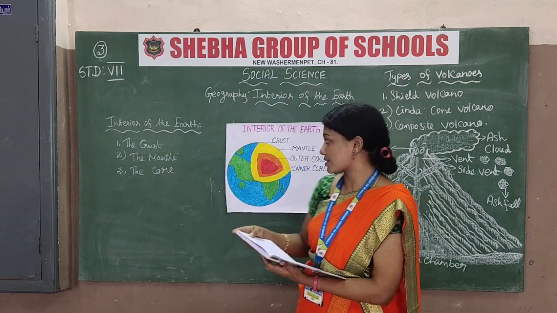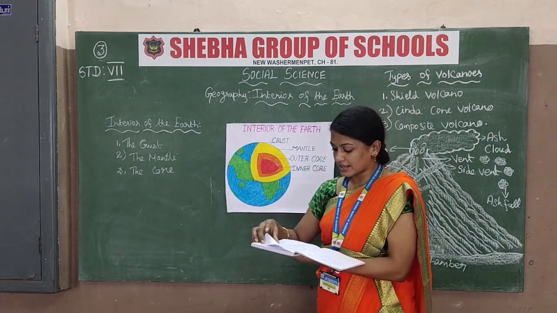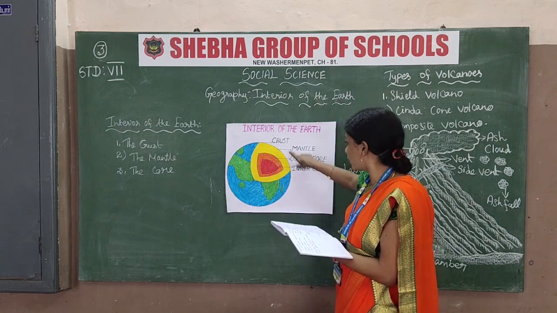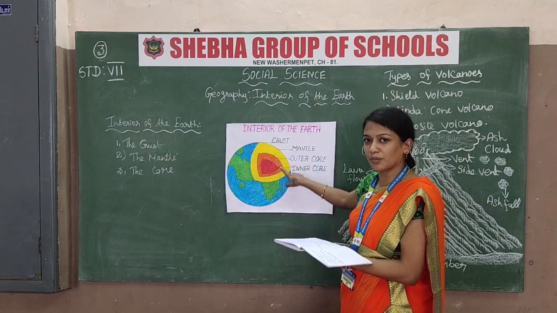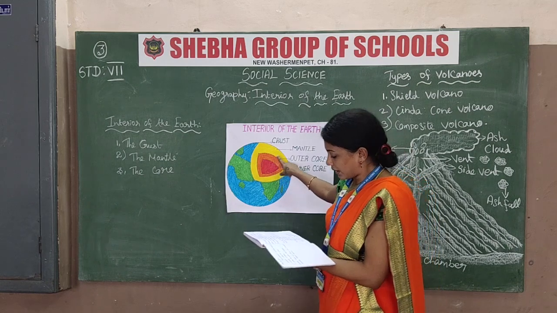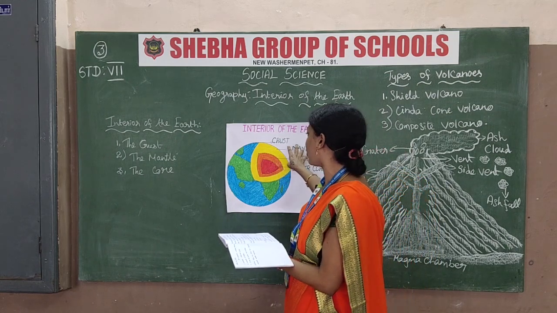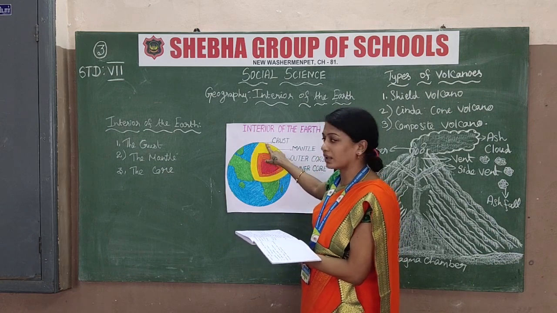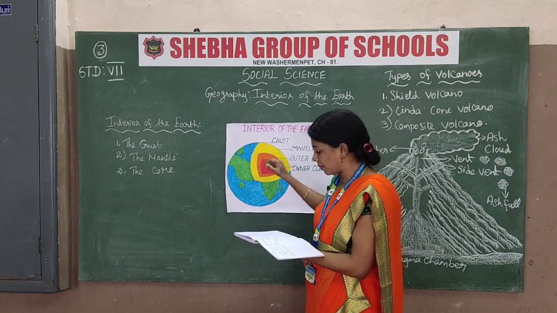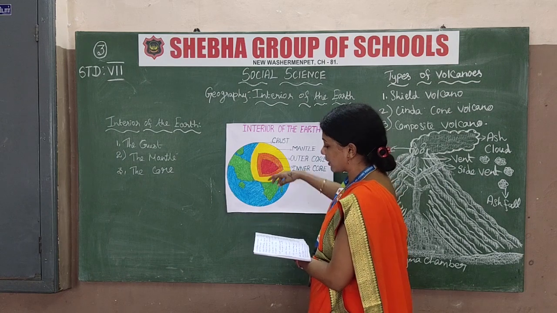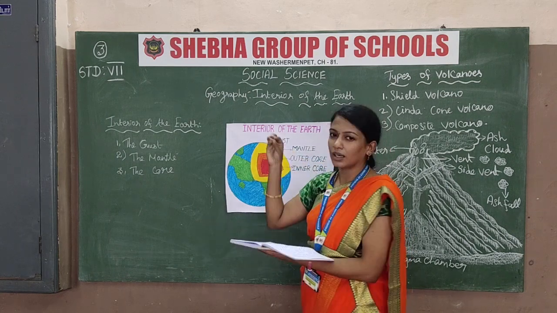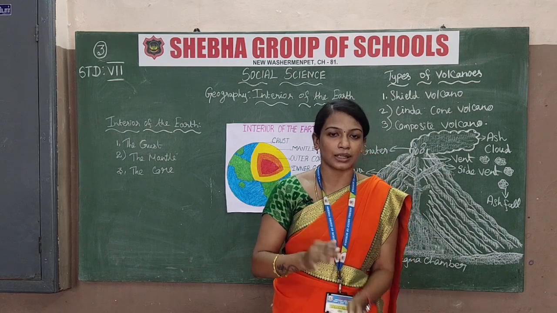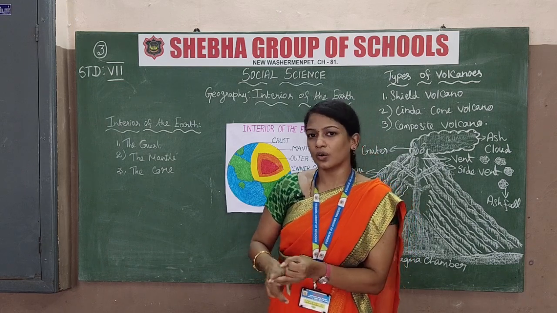First, what is there? The crust. The crust is the outermost layer of the earth. Crust is called the outermost layer of the earth. Its average thickness varies from 5 to 30 kilometers. The crust thickness is 5 to 30 kilometers. Our earth contains continents and oceans. In our earth there are continents and oceans.